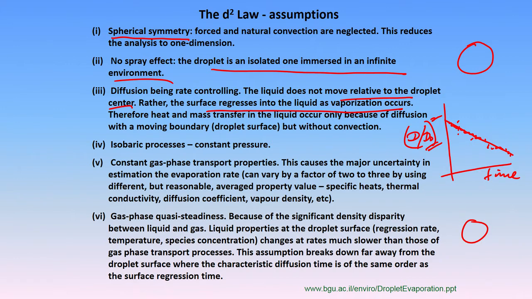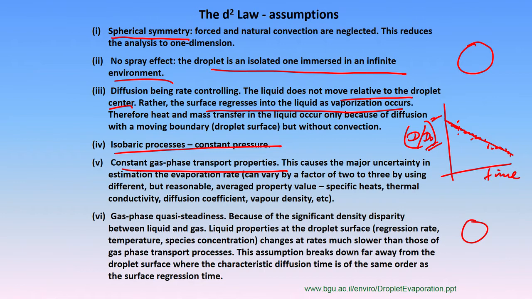There is no convection effect. That means the regression is slow and there is no flow that is generated within the droplet. So, there is no question of any convection, as I said. So, it is basically a simple diffusion problem with a moving boundary. It is an isobaric process, so it is constant pressure. There are constant gas phase transport properties. That means there is no real change in the specific heats, thermal conductivity, things like that.